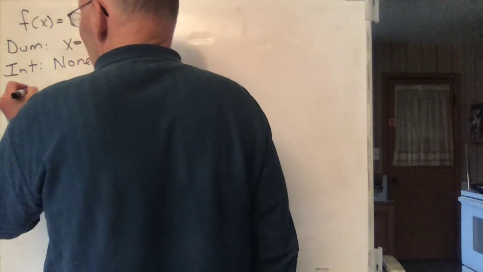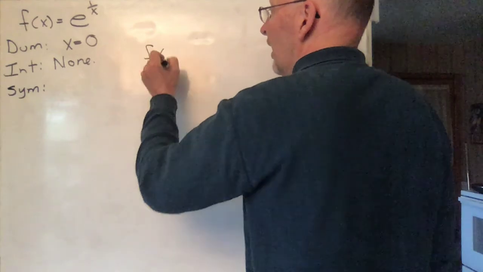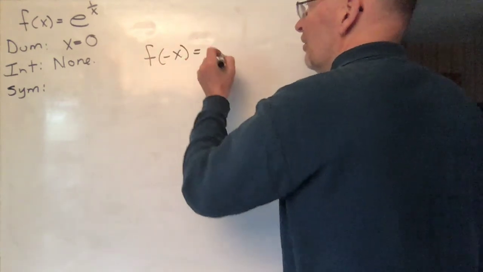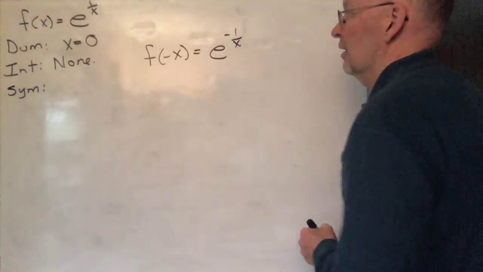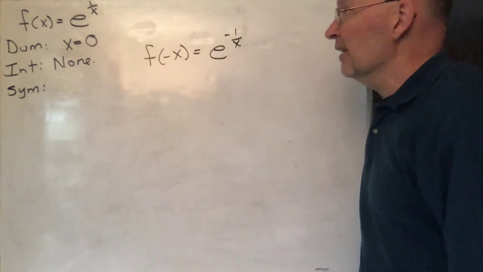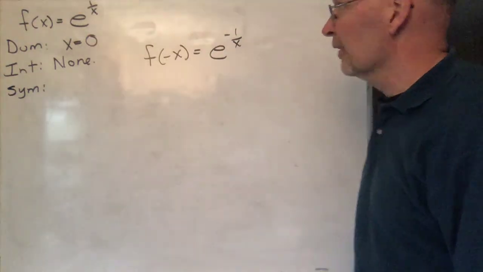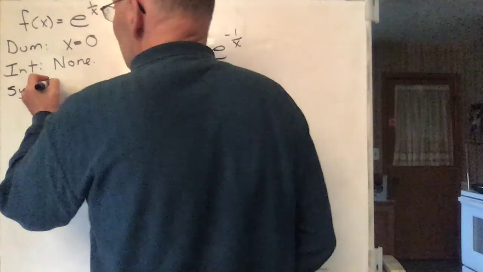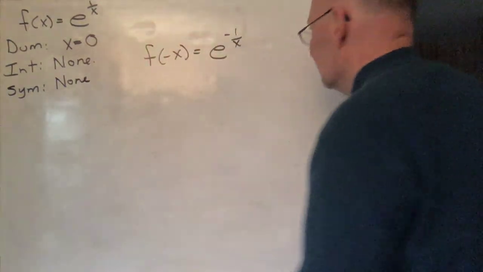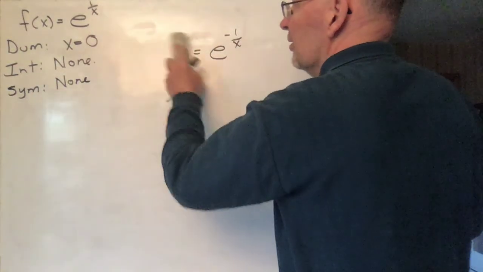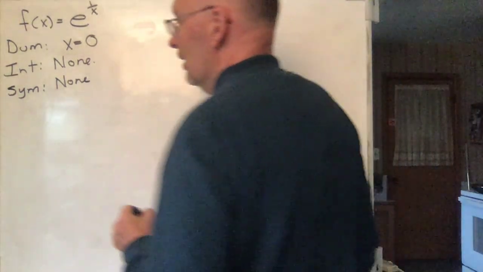Symmetries. So you stick in negative x, and you get e to the negative 1 over x, which, just look at that and you say, well, it's not the original function, nor is it the opposite of the original function. So there's no symmetries. I should say it's not the negative of the original function. Okay? Well, pretty easy so far.